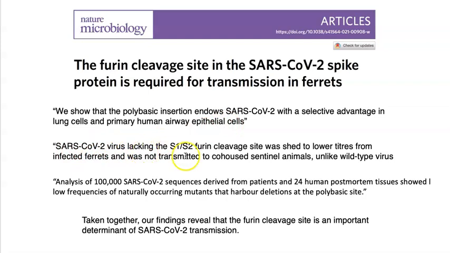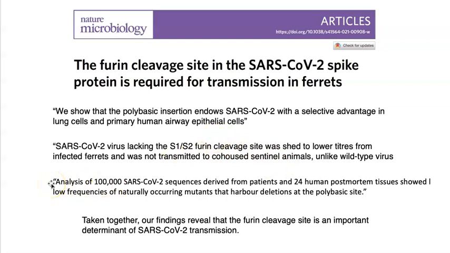SARS-CoV-2 viruses that lack this Furin cleavage site shed lower titers, meaning that they don't produce as many progeny, from infected ferrets. And ferrets are a great model for this particular virus. Obviously, they're not going to use people and do it that way. So in infected ferrets, they shed fewer viruses when they don't have a Furin cleavage site, and it was not transmitted to co-housed sentinel animals. So you put animals together, you infect some, you co-house them with sentinel animals, and then you look for transmission. And that was not possible in the absence of Furin cleavage sites.